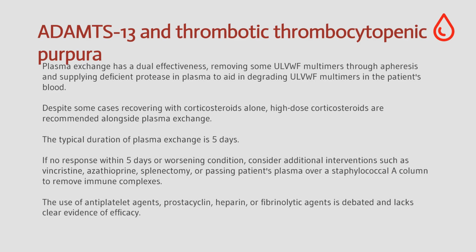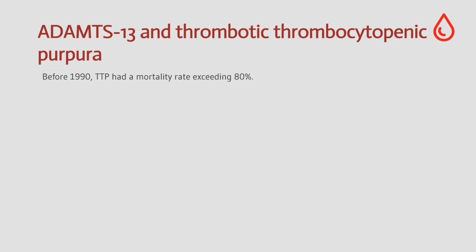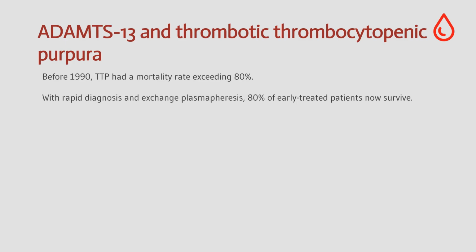The use of antiplatelet agents, prostacyclin, heparin, or fibrinolytic agents is debated and lacks clear evidence of efficacy. Platelet transfusions should be avoided unless severe hemorrhagic issues arise. Before 1990, TTP had a mortality rate exceeding 80%. With rapid diagnosis and exchange plasmapheresis, 80% of early treated patients now survive.